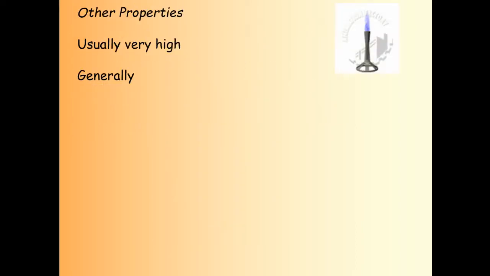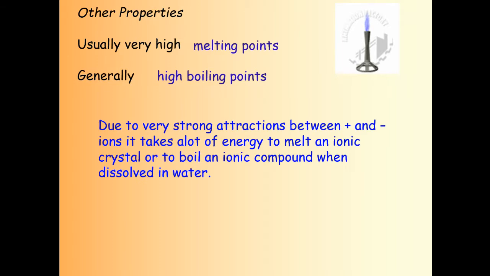Some other properties of ionic compounds are that they usually have very high melting points and generally very high boiling points. And that's due to the very strong attractions between the positive and negative ions. It takes a great deal of energy to melt an ionic crystal or to boil an ionic compound when it's dissolved in water.